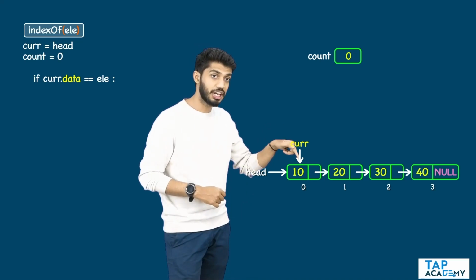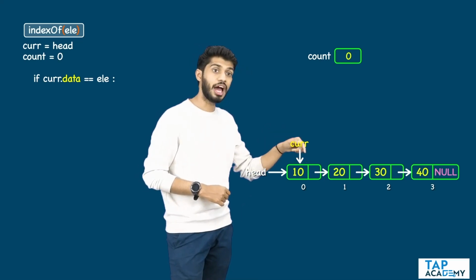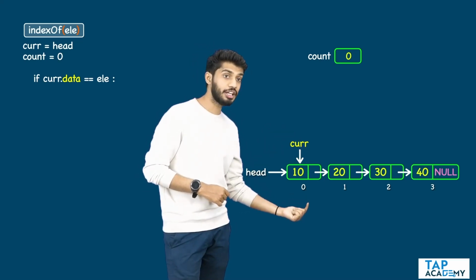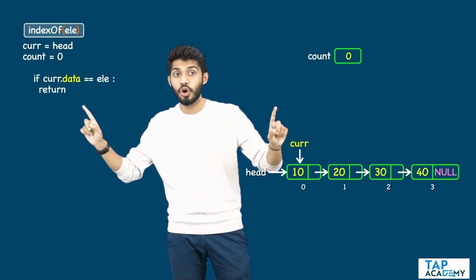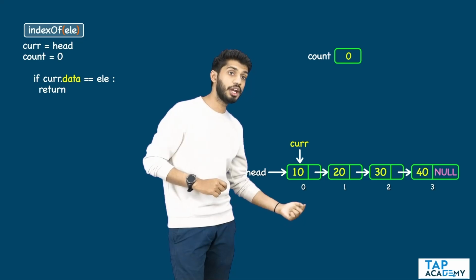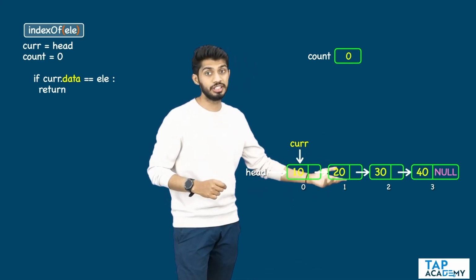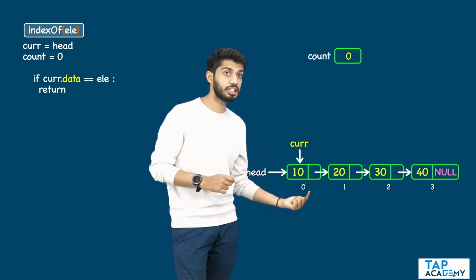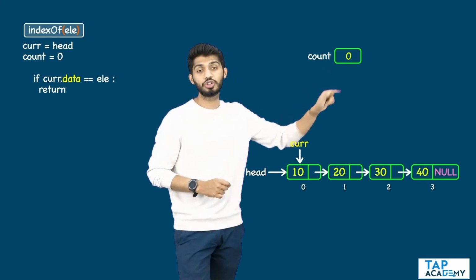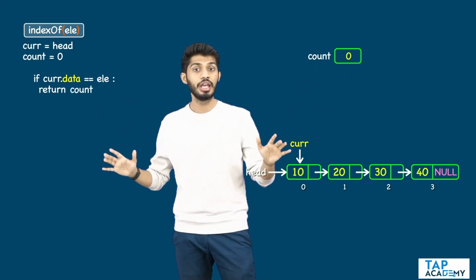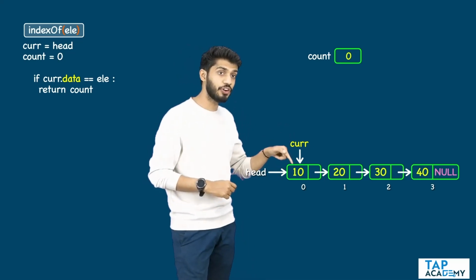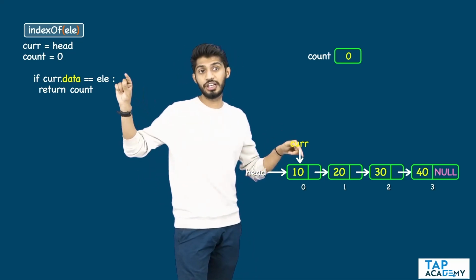So if this is the data, or if the condition is true, I need to write a return statement and I need to return 0. But I will not say 0 because it will be 0 now, later on it will be 1, then 2, it changes. But where is the value 0 present? The value is present in count, so I need to say return count. So I hope till here it's completely clear. Now, in case you do not find this element, definitely the if condition would not work.